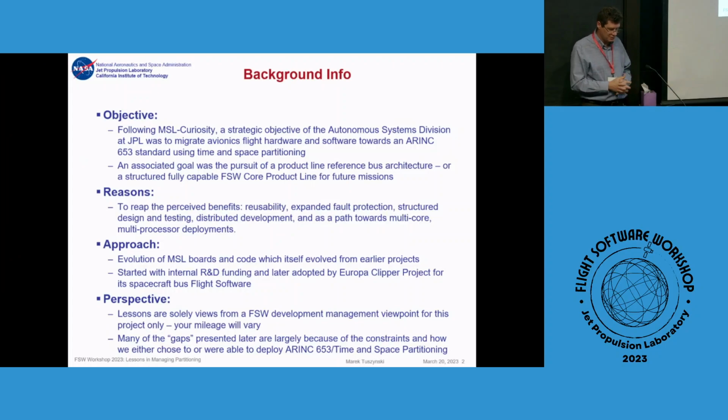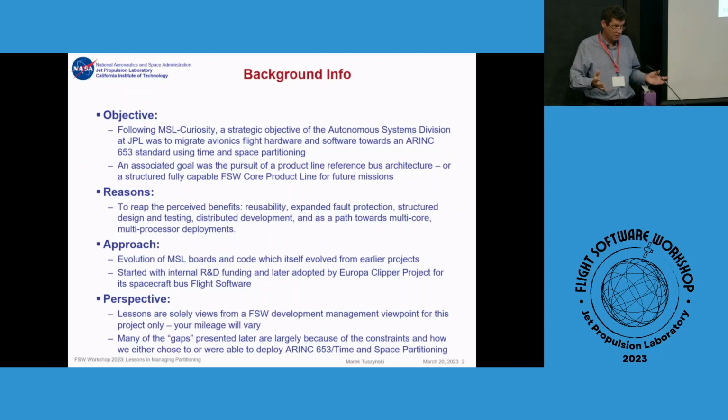There are lots of reasons for this. The main ones I'll hit here, and go into in much more detail later, are to reap some of the perceived benefits: reusability, obviously the big one, but also fault protection that you get through the ARINC platform, structured design, and also V&V. There are a lot of potential benefits with this approach, including distributed development, and also strategically seeing that as a stepping stone towards future platforms for flight software, in particular multi-core systems and much smaller distributed processing systems, and not seeing JPL being able to compete and deploy this rapidly on new missions. So that was one of the main objectives of going down there.